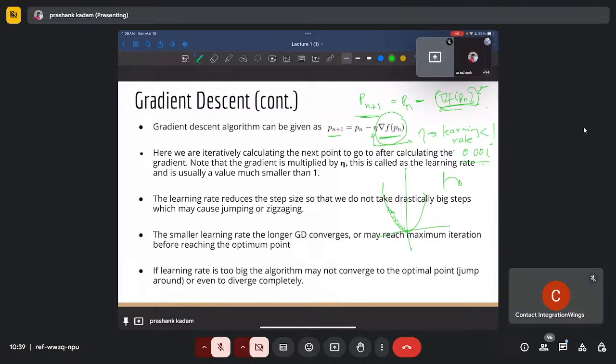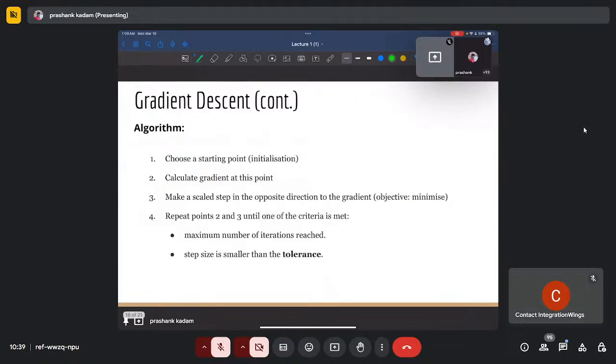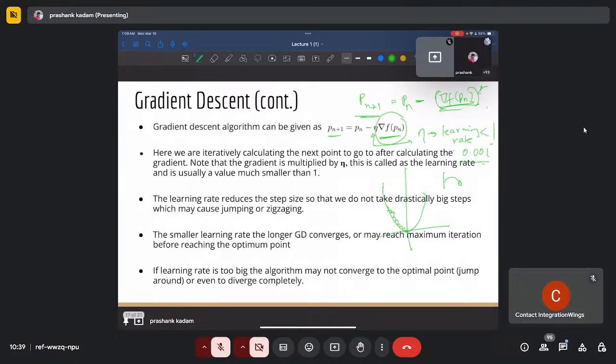And that's essentially what's written in this slide. If the learning rate is too big, then the algorithm may not converge. So that's how gradient descent works, and that is the importance of the learning rate. You might have heard it very commonly used everywhere: what learning rate do you have to use? This is where it is important, because you want to reduce the step size in a way that you are able to reach the minimum.